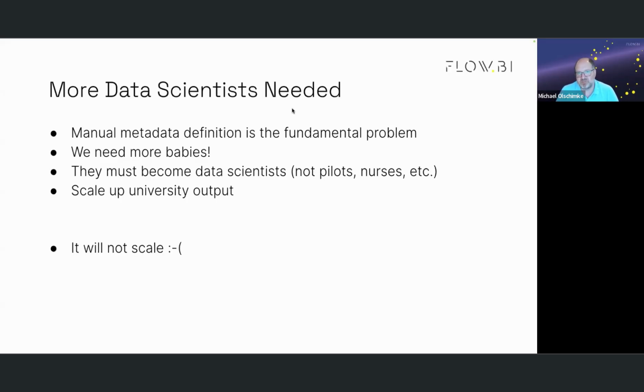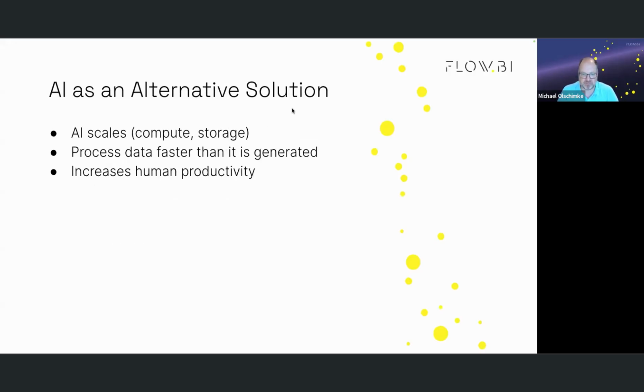And to solve this now, if you say, well, we need more data scientists, that means we need more babies. Right? And they must become data scientists. So they should not become pilots or nurses or something. No, all of them must become data scientists because we have an exponential problem here, right? And we have to scale the university output. Well, this will not scale. It will not work, right? That's not the solution here. It can't be the solution for our problem.